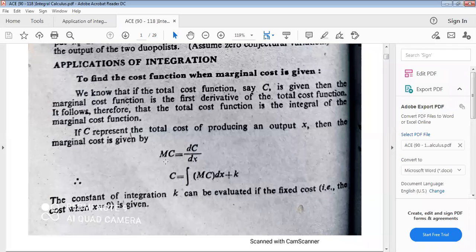Now, to get the total cost from marginal cost, we have to integrate. The dx is called the differential operator. If we want to remove this d by dx, we must take integration. Understand? By taking the integration of MC with respect to x, we get the total cost from here.